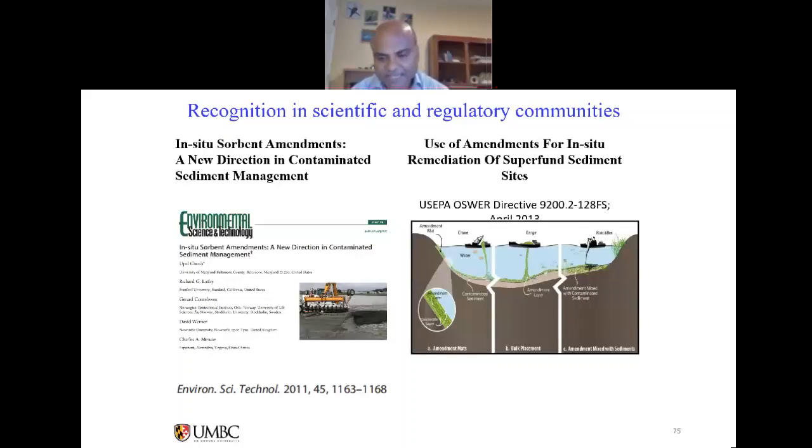And then US EPA came up with a directive on looking at in-situ amendments as a way to remediate contaminated sites. And this came out several years ago. So there has been some acceptance, I would say, in terms of recognizing that this is a viable approach for contaminated areas and sediments, which is impacting water quality. Let me give you a couple of examples before I end. Let's go to the next slide.